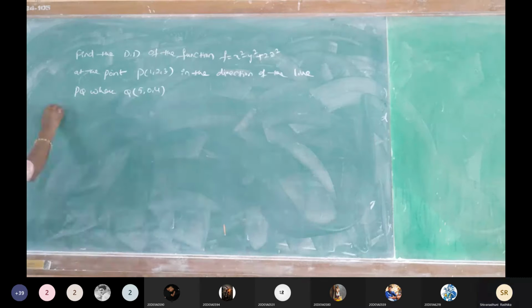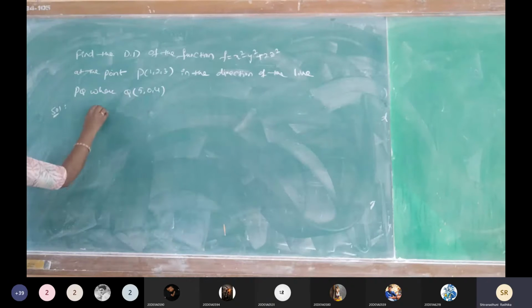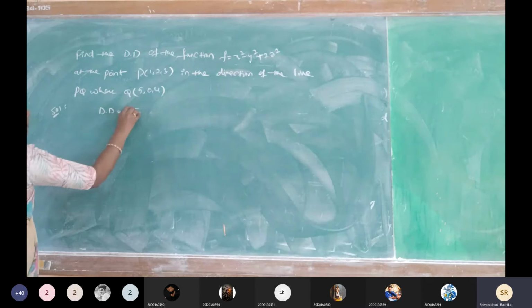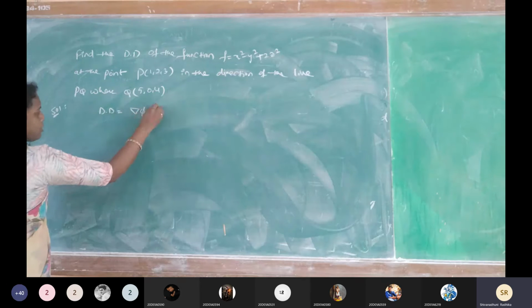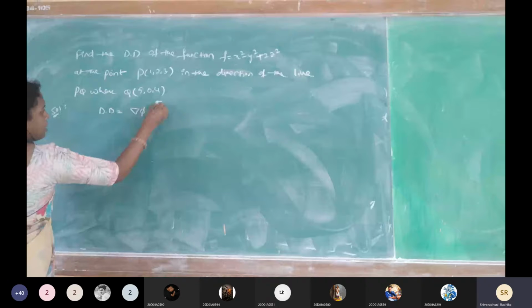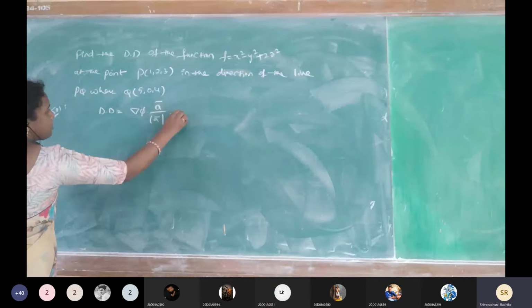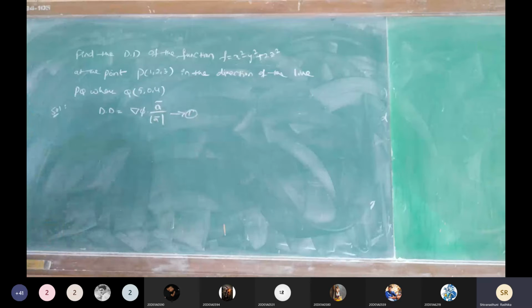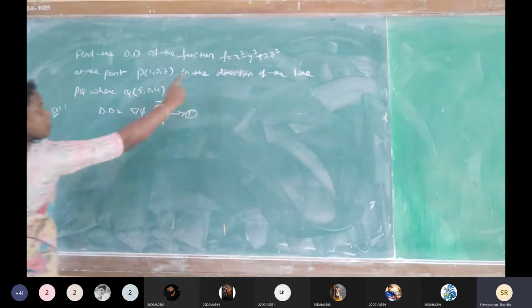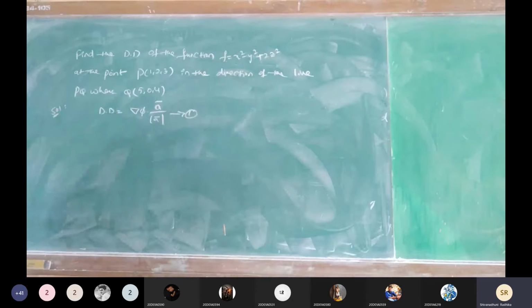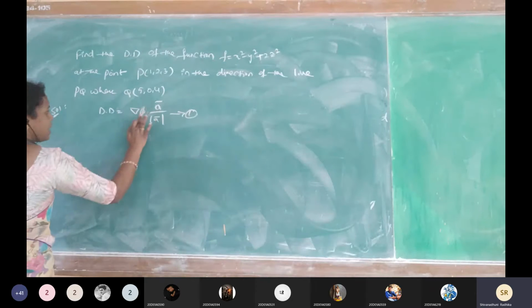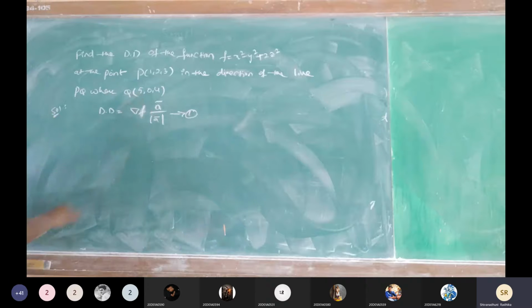See, first of all, we have the formula. What is the formula for the directional derivative? Directional derivative equals del phi, or gradient phi, dot A bar by modulus of A bar. So this is the directional derivative. In the place of phi, we have f. So we can write del f dot A bar by modulus of A bar.